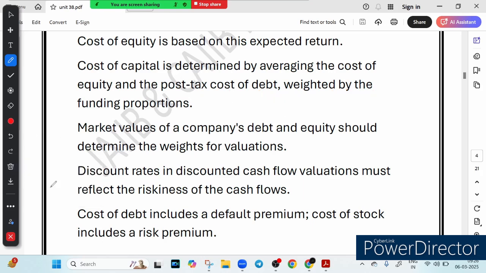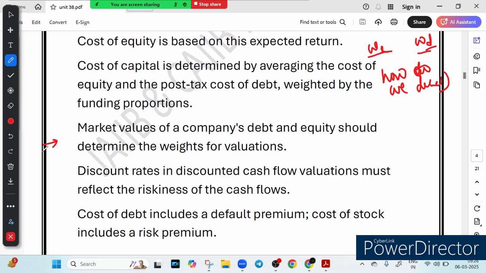Now the question is, how do we decide the weight? Yes, in the formula you might have seen WE, you might have seen WD. So the question is, how do we decide it? So here is the point. Let's try to understand. The weight depends on how much money comes from debt versus equity. And here is the trick.